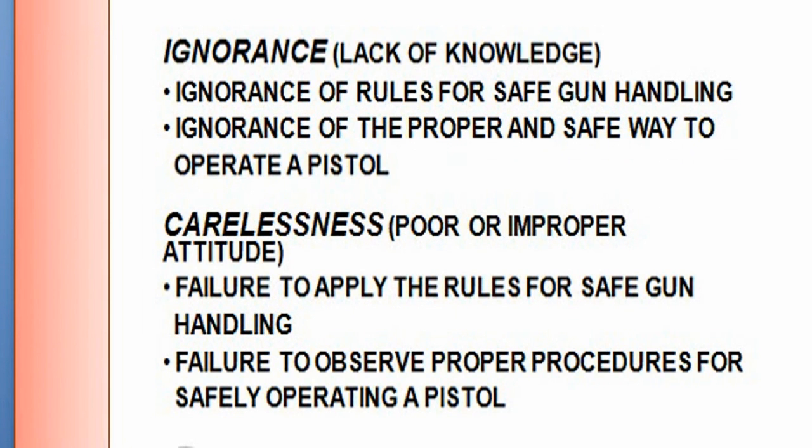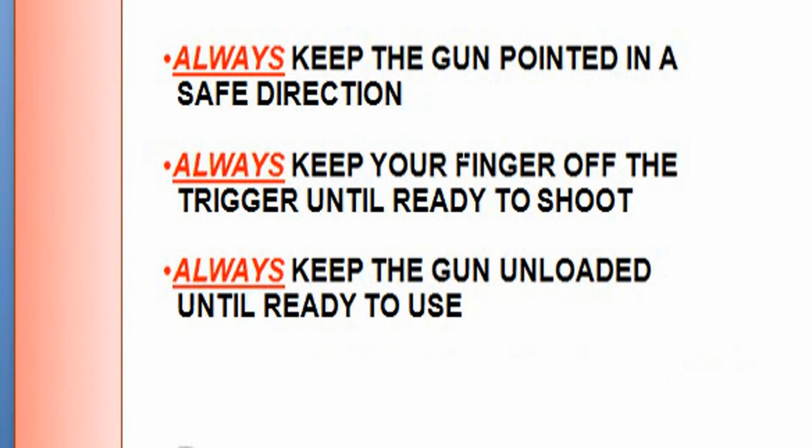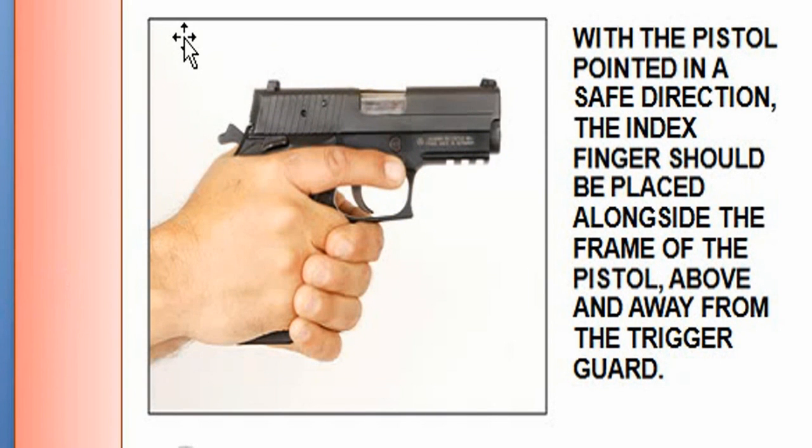Causes of firearm accidents. Accidents are from ignorance and carelessness. Just remember those two. Here are three basic rules, and you want to remember these. Always keep the gun pointed in a safe direction. Always keep your finger off the trigger until you're ready to shoot, and always keep the gun unloaded until it's ready to fire.